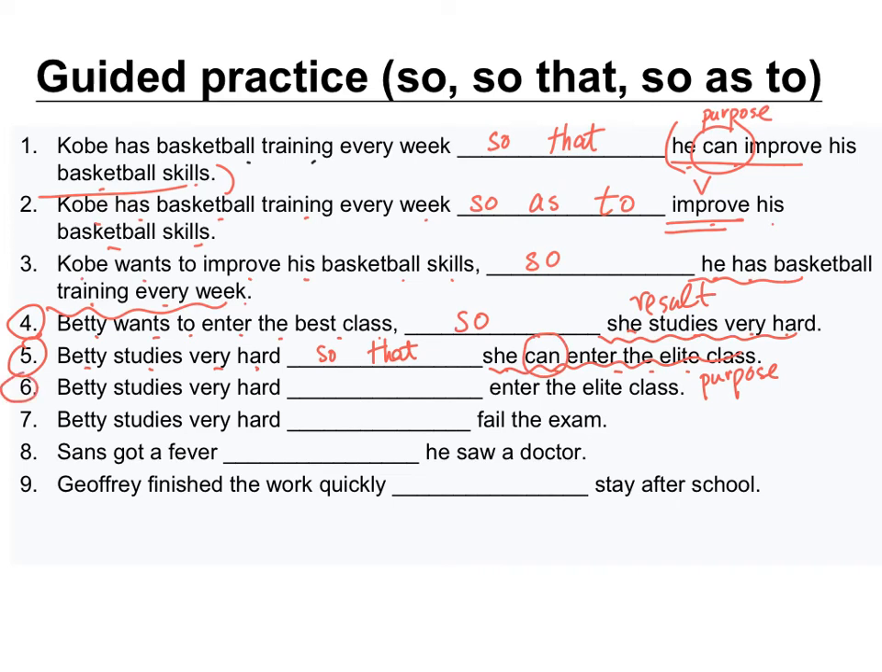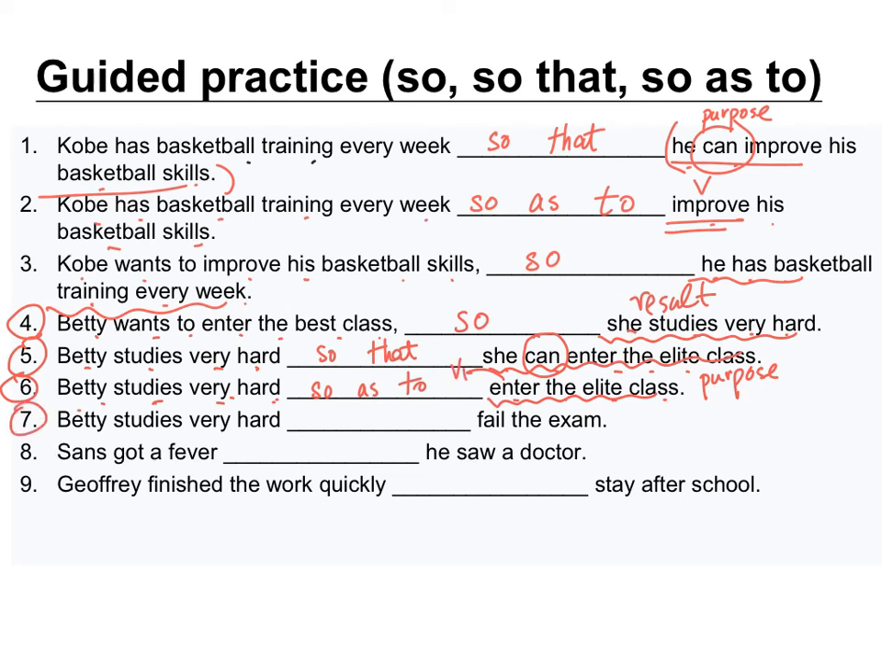Number 6. Betty studies very hard. Enter the elite class. Okay, again, this part is the purpose of why Betty is studying very hard. We have to use so as to, because here we have the bare infinitive enter.